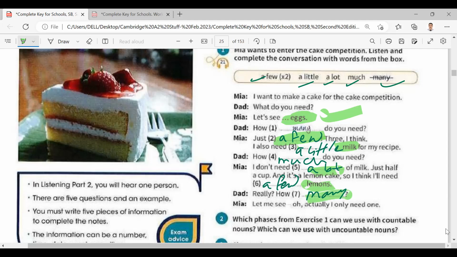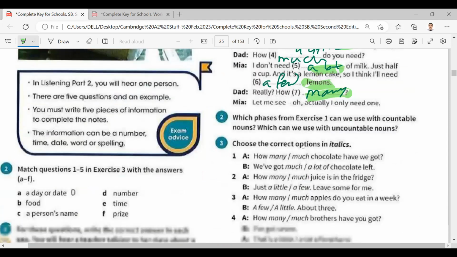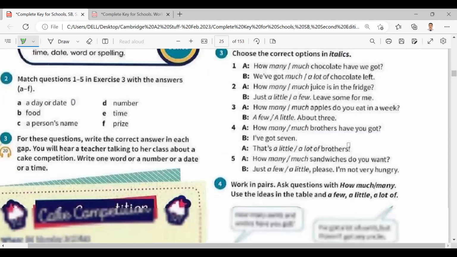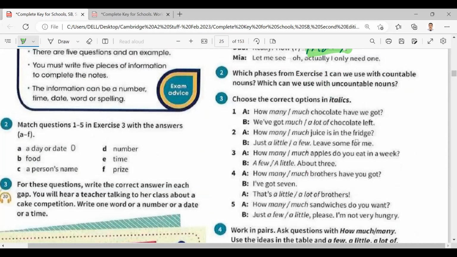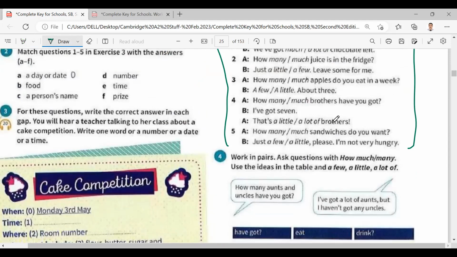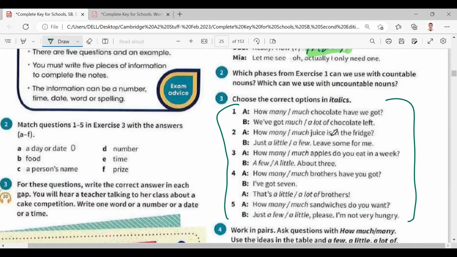Okay, Sarah, is it clear? Yes. Okay, perfect. Now, please, this is for you. I'll give you 2 minutes. Please answer exercise 1, exercise 3. Just choose the right word in each question. And please consider the noun before you answer. The type of noun, is it countable or uncountable?